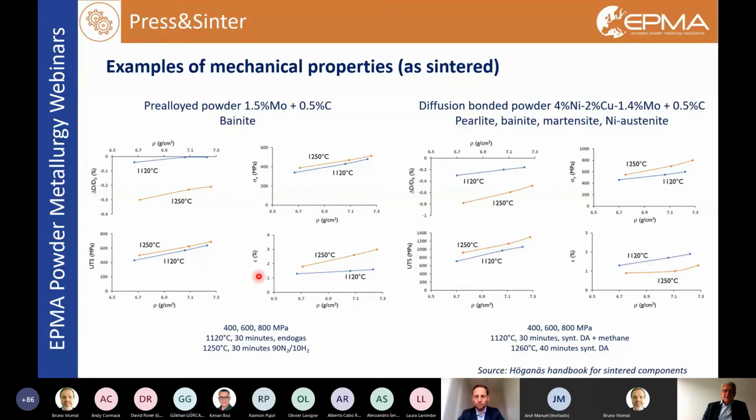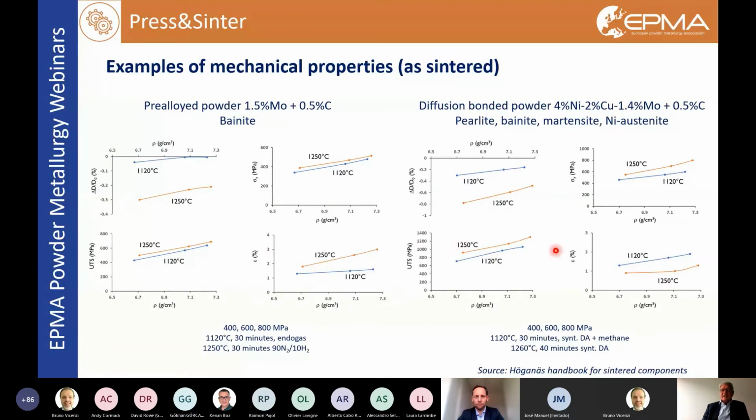So these properties are reported as a function of density, or moving from the left to the right, density increases and porosity decreases, of course. And we may observe the positive effect of density on all the properties. We may also observe a slight but significant increase of the properties by increasing the sintering temperature. That has a positive effect on yield strength, on UTS, and on tensile elongation as well.